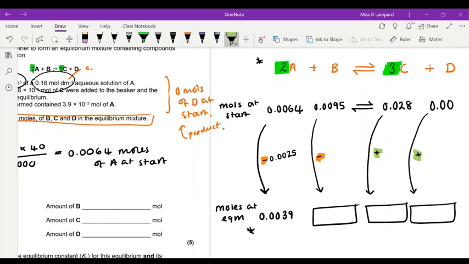Okay, so this is where our ratios become really important, because we've got a 2 to 1 to 3 to 1 ratio. So if this is a 2 to 1 ratio, we're going to assume that B has gone down by half as much. Okay, so we can see then that B will have gone down by 0.00125, okay, giving us 0.00825 moles of B.